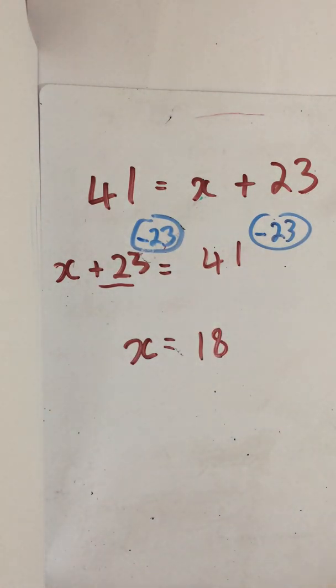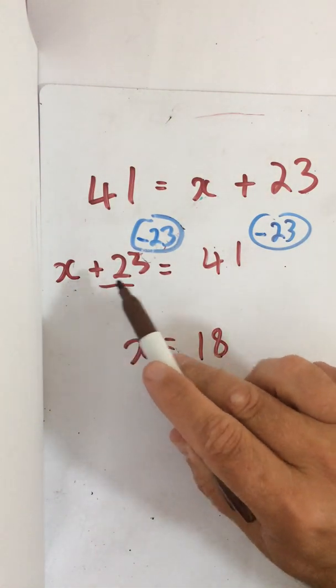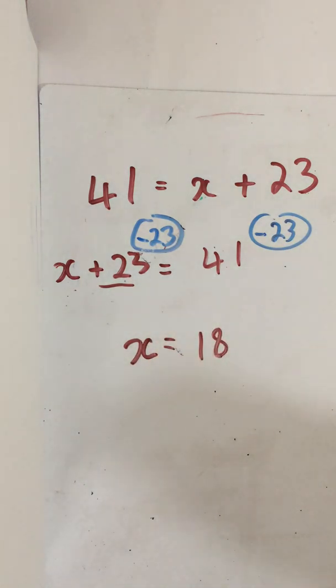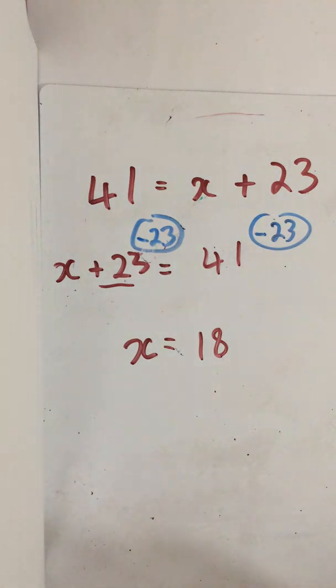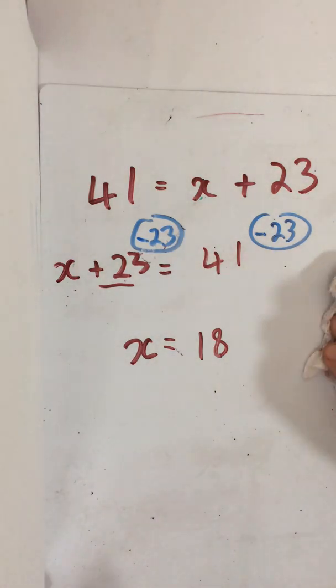X is 18, and I'm just going to check if I'm all right. 18 plus 23 equals 41. That's correct, okay? So I'm doing it using the balance method. Let's look at another one. Let's see one where we can perhaps use a negative number.